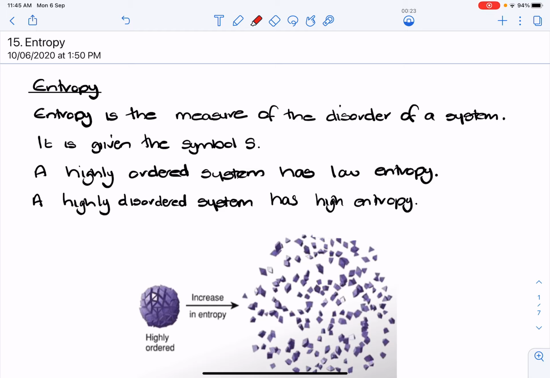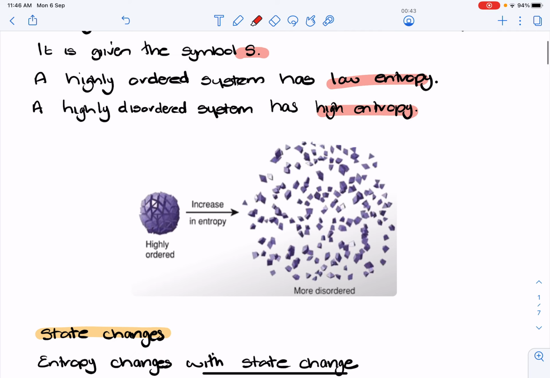In this video we want to have a look at entropy. Now, entropy can be defined as the measure of the disorder of a system or the randomness of a system. It is given the symbol S. A highly ordered system will have low entropy, whereas a very disordered system will have high entropy. And that's kind of what this little image is showing you here.